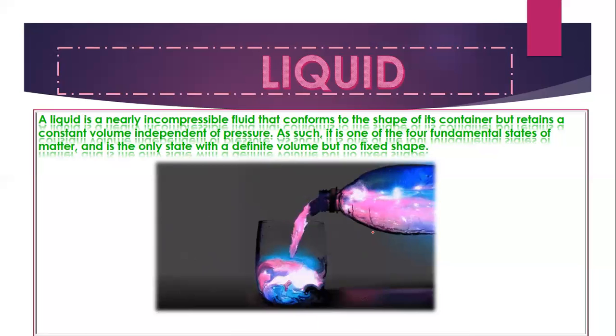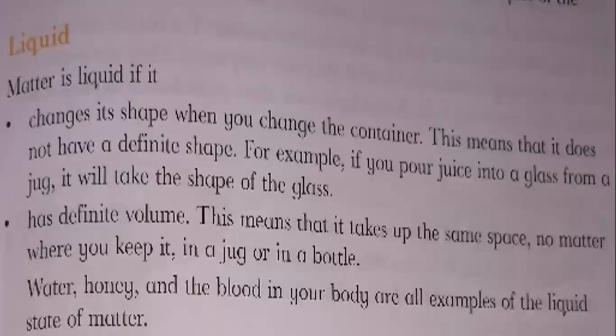You see here the liquid has no definite shape. When we shift the liquid from the bottle to the glass, it takes the shape of the glass. Matter is liquid if it changes its shape when you change the container, as you see in the example. This means that it does not have a definite shape. For example, if you pour juice into a glass from a jug, it will take the shape of the glass.